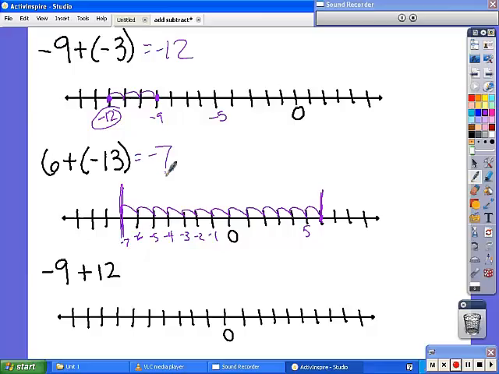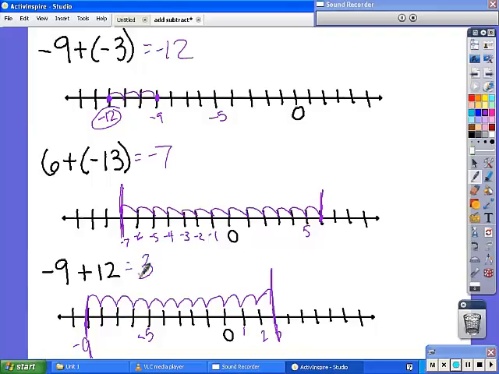And -9 plus 12. Again, we're going to start off with a loss of -9, or loss of 9. Okay, so this is where we're at, -9. And then we're going to add 12 to it, so we had a gain of 12. So 1, 2, 3, 4, 5, 6, 7, 8, 9, 10, 11, 12. Only 12. All right, and where do we end right here? 1, 2, 3. Okay, so that's using a number line.